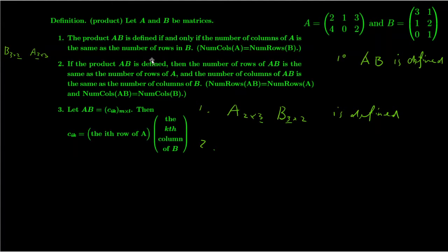Okay. Now look at that. The number of rows in the product is always the same as the number of rows in the matrix on the left. Mute your microphone, please. The number of columns in the product is always the same as the number of columns in the matrix on the right. By that I mean, what is the size of AB?